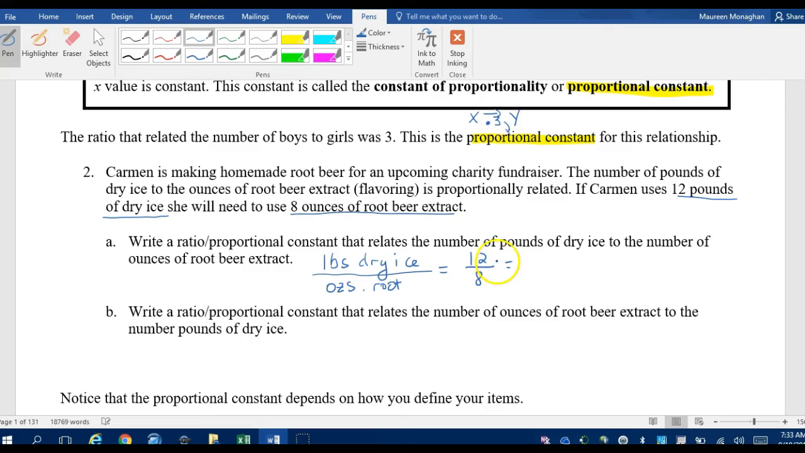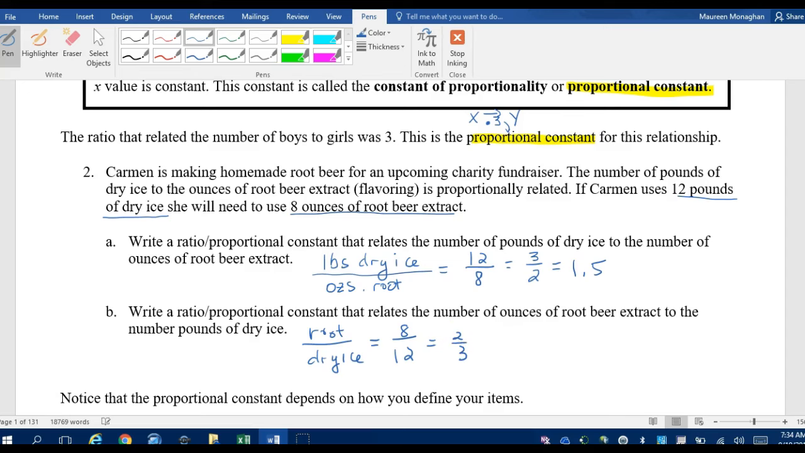We could divide each one of these by 4, and that would give us 3 halves, also known as 1.5. You can use either of these if you like fractions or decimals. Write a ratio proportional constant that relates ounces of root beer extract to the pounds of dry ice. Now we're going the other way. We're going root beer to dry ice. Root beer was 8, dry ice was 12, so that's 2/3.